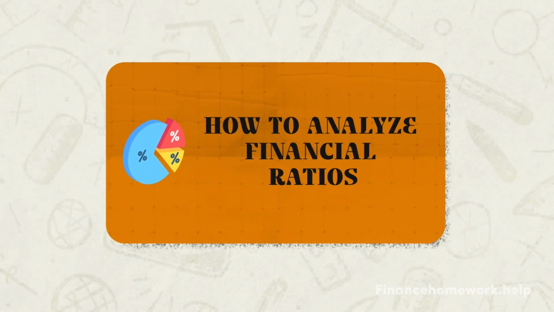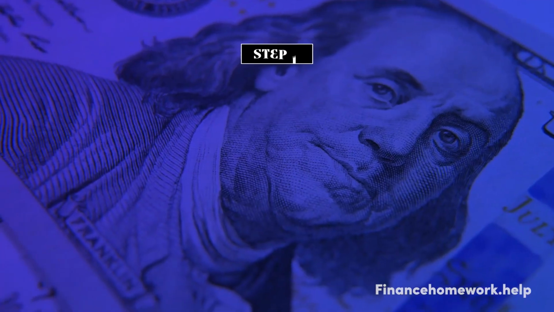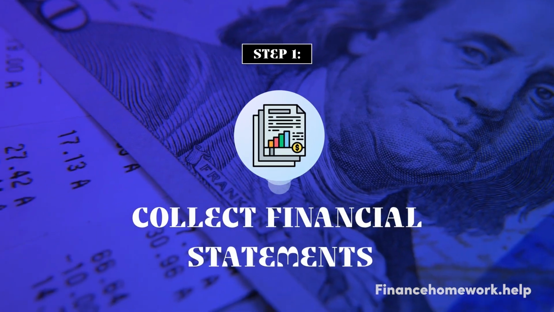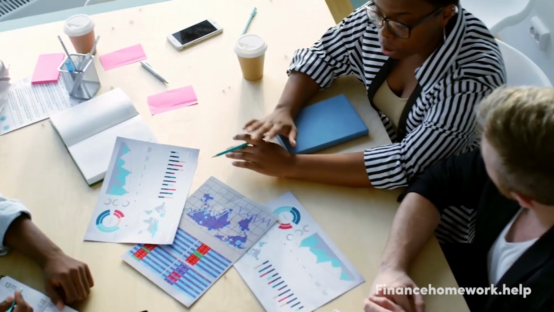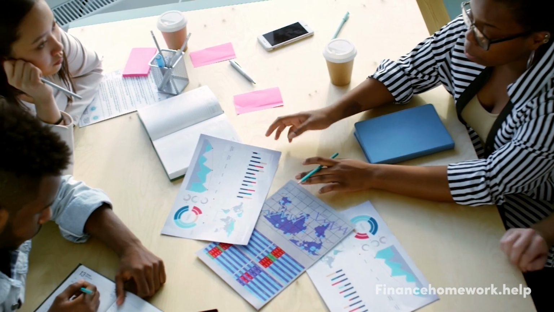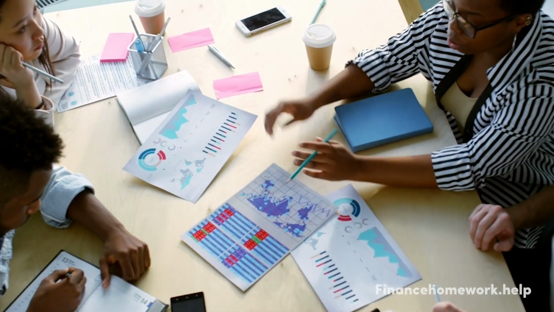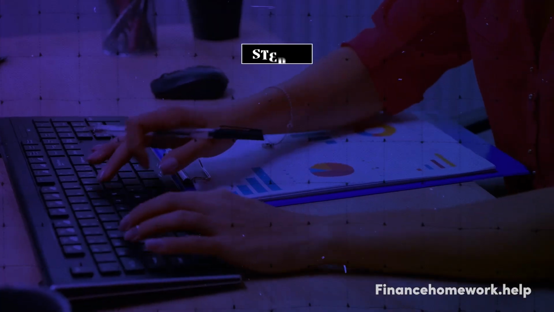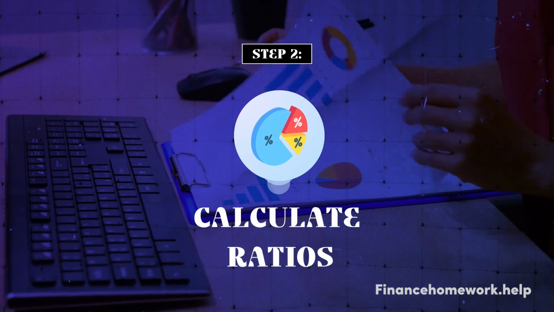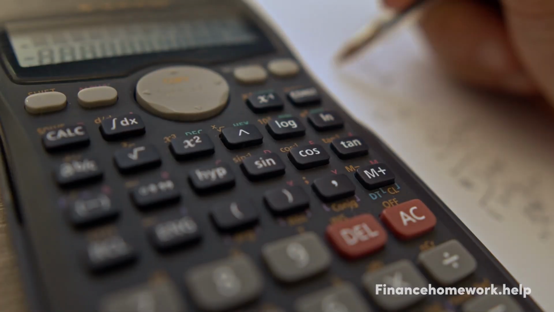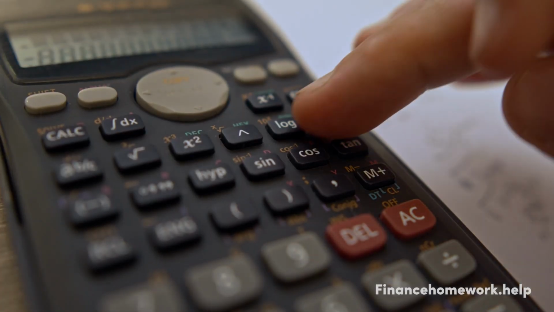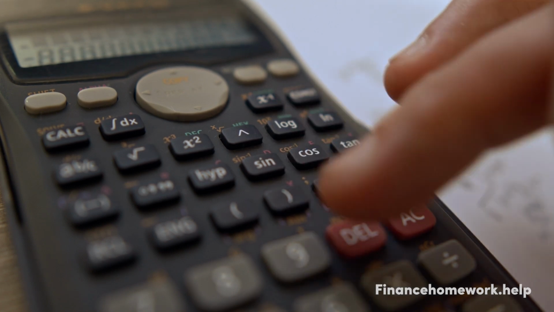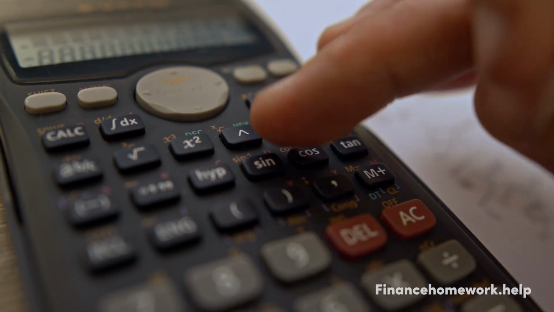How to analyze financial ratios. Step 1. Collect financial statements. Gather the company's financial statements, including the balance sheet, income statement, and cash flow statement. Step 2. Calculate ratios. Use the formulas provided to calculate the relevant financial ratios. Ensure you have accurate data for precise calculations.